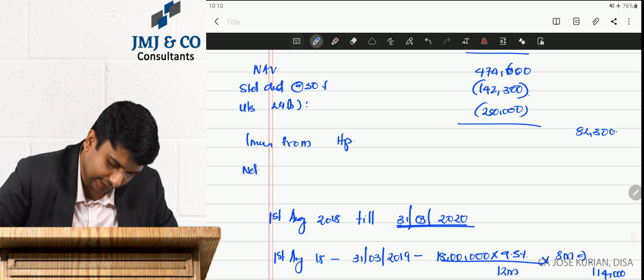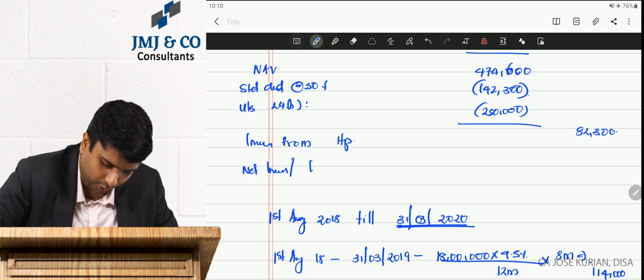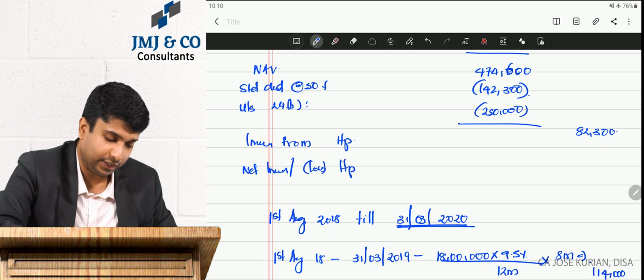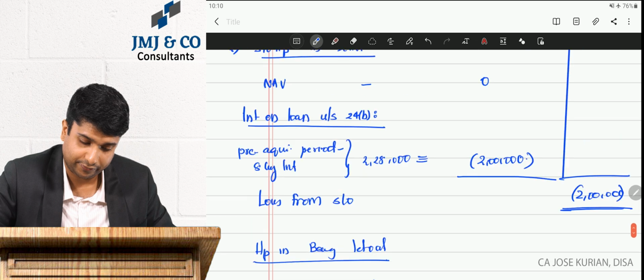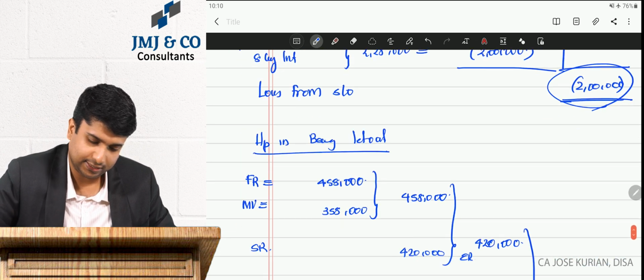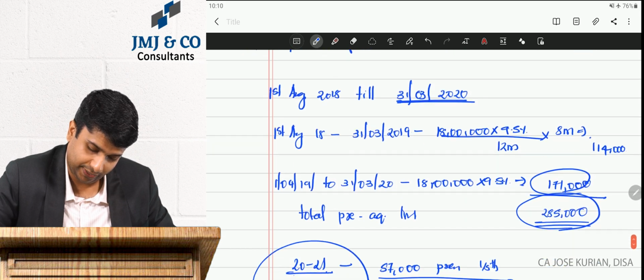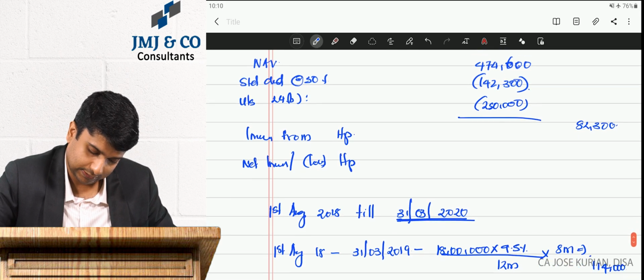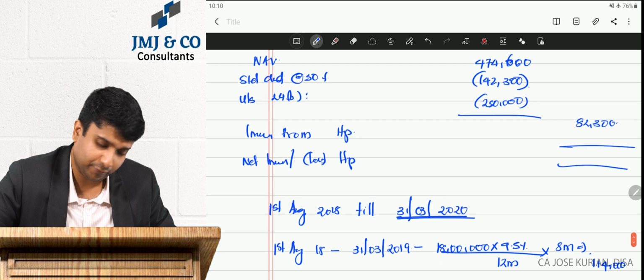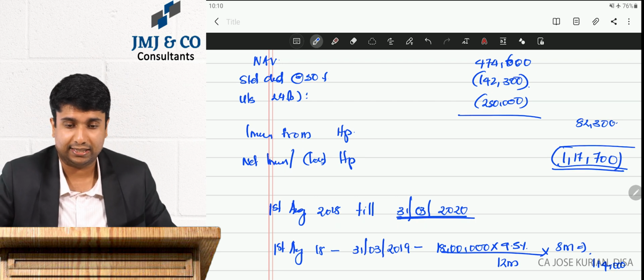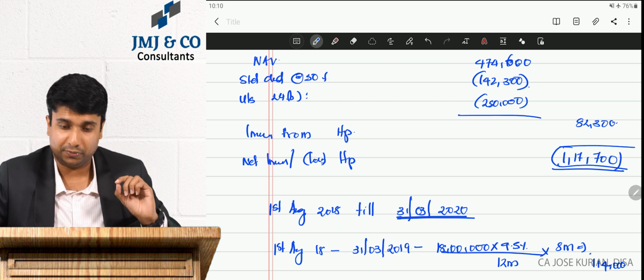Now the net income or loss from house property would be 2,82,000 minus 2 lakh, because there is a loss of 2 lakh. Earlier we computed a loss of 2 lakh, and we can set it off, and the remaining loss from house property would definitely be a loss. 1,17,700 is the loss from the head house property, and that is the final answer to this particular question.